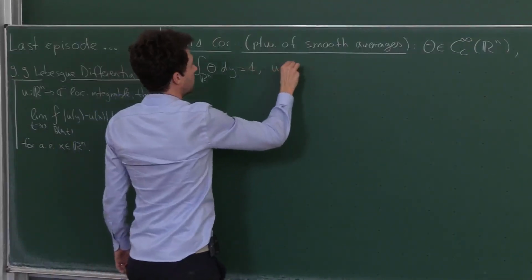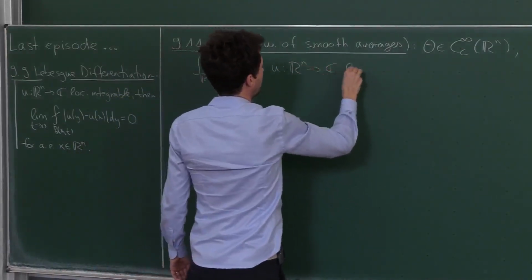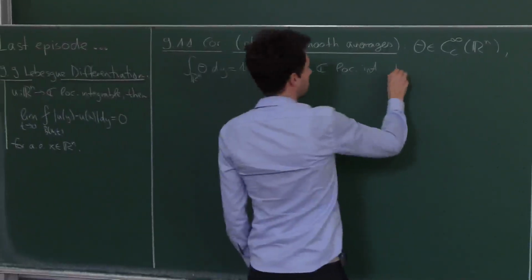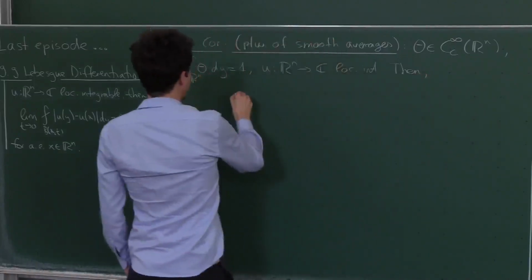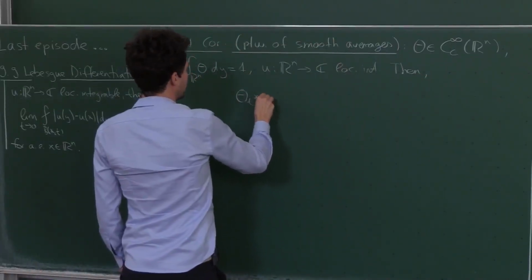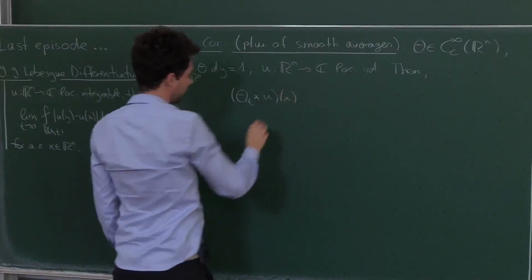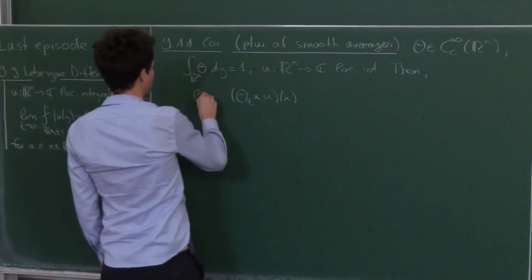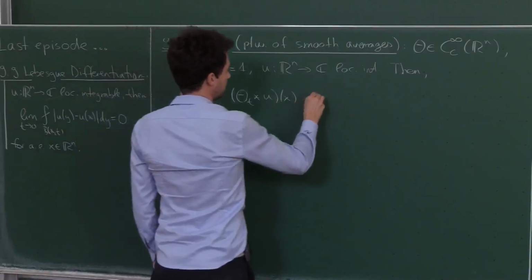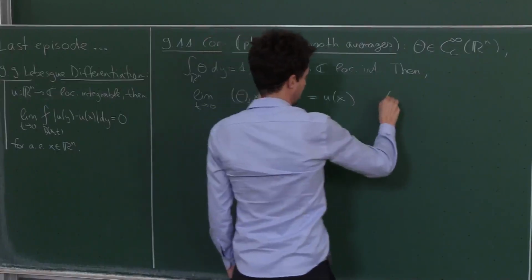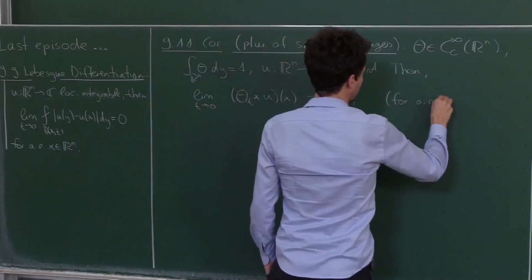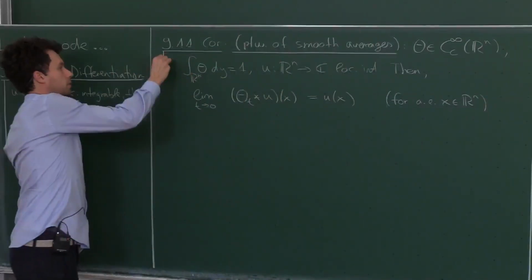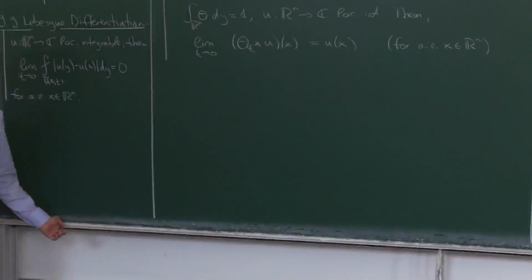And I'm going to have u on R^n a locally integrable function. And then the smooth average at scale t is just this convolution evaluated in x. This is going to tend, as the scale goes to 0, to give me back u of x. And this works again for almost every x in R^n. You could even be more precise, as the proof will show. This works at all Lebesgue points of u.